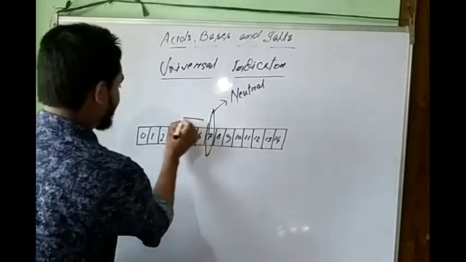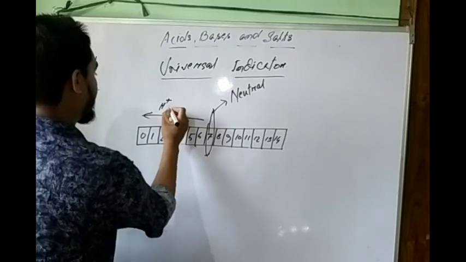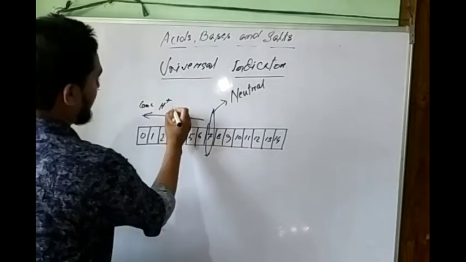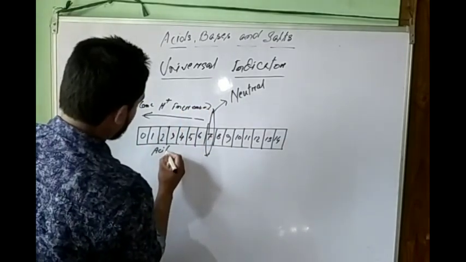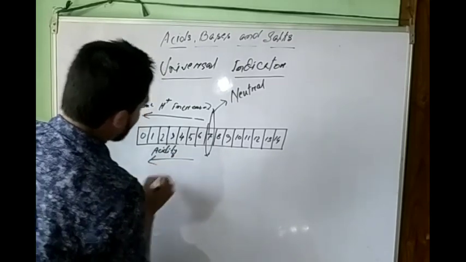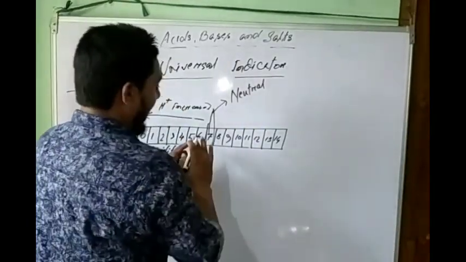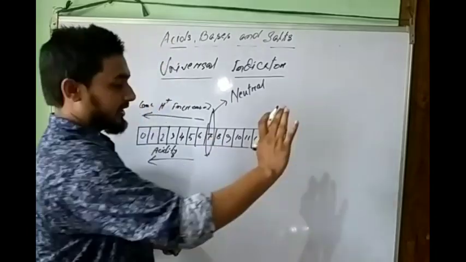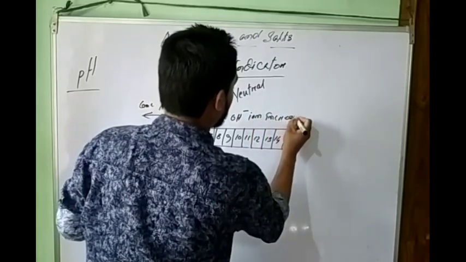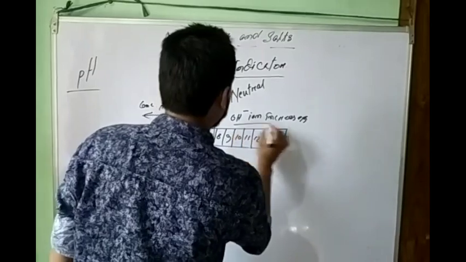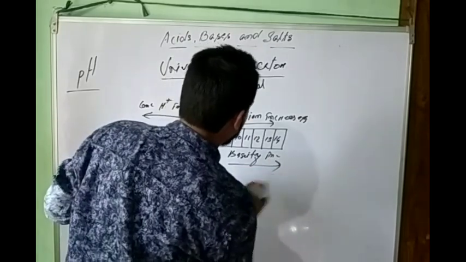If you go down from this 7 in this way, the H positive ion concentration increases. That means acidity increases, acidic strength increases this way. If you go from 7 towards 14, the concentration of OH negative ion increases, which means the basicity of a solution increases this way.